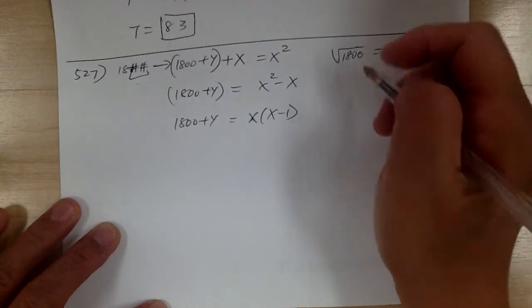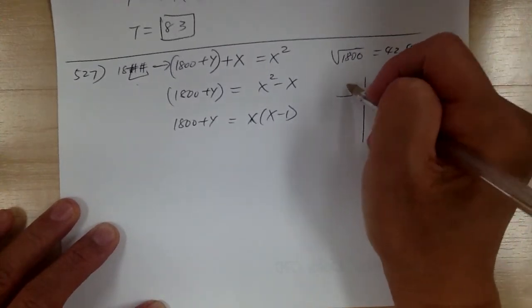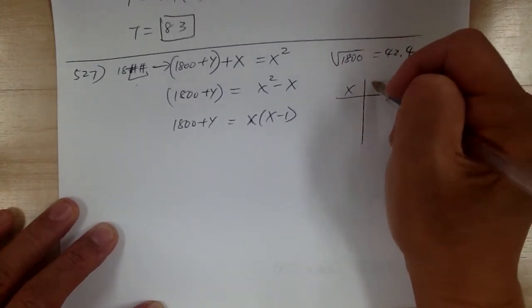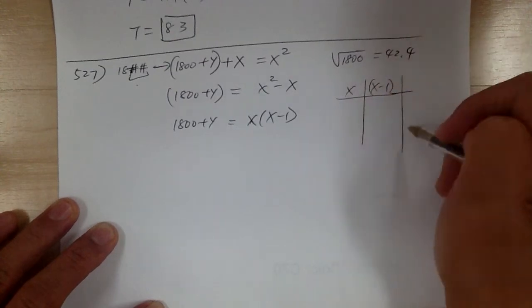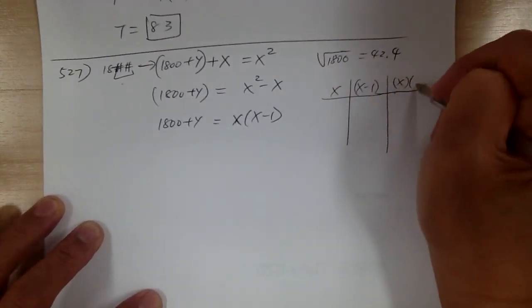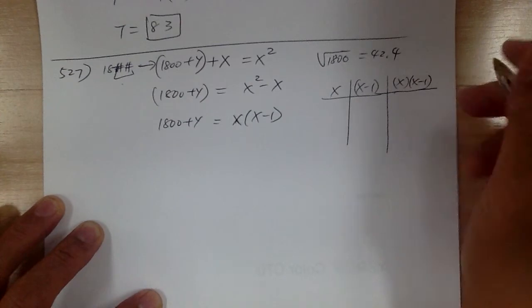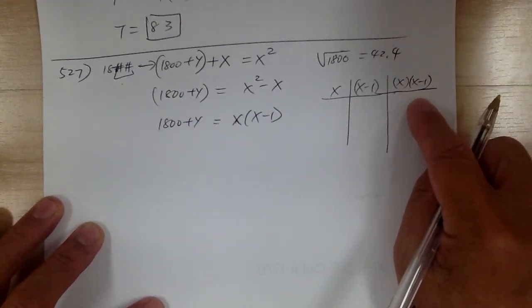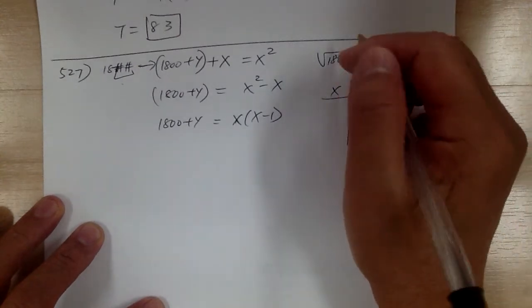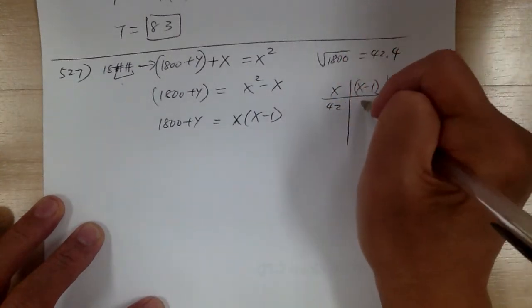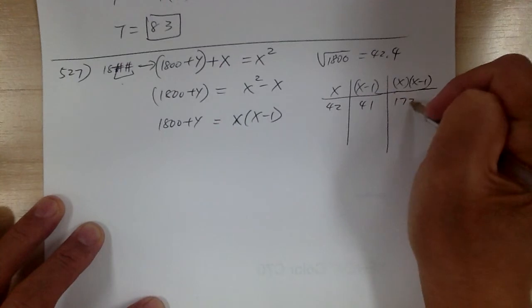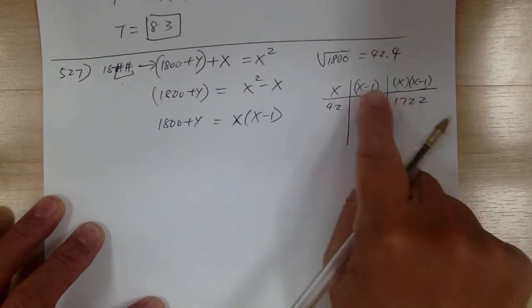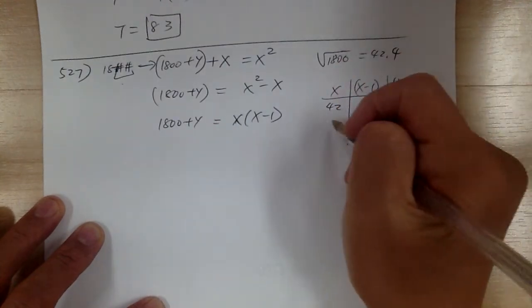Okay, so if you make the table for x and x minus 1, and you multiply x times x minus 1, this should be in the first half of the 19th century, meaning 1800 something, right? So if you start with 42, then this would be 41. When you multiply, you get 1722. Again, we start with the lower end so we don't miss anything.